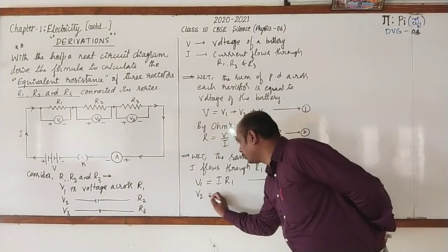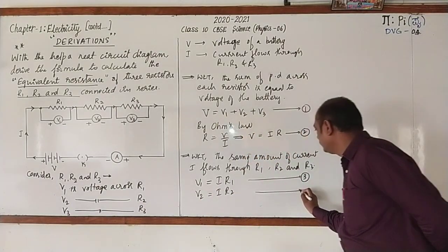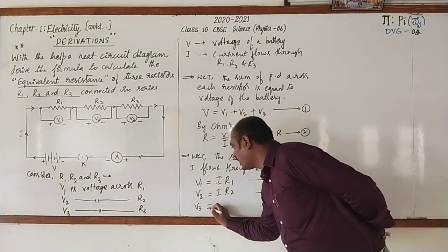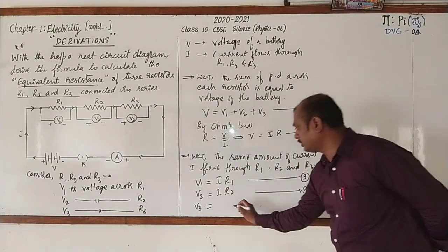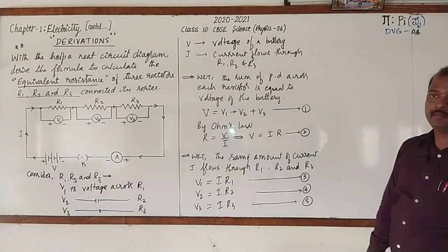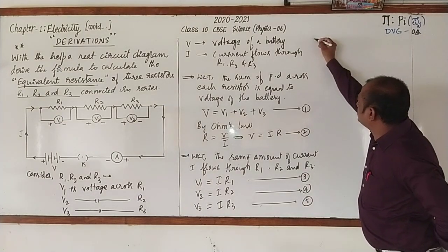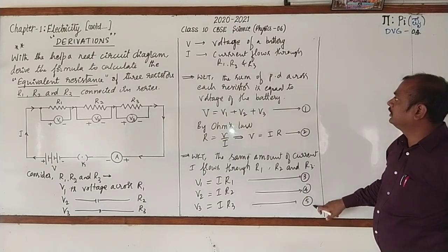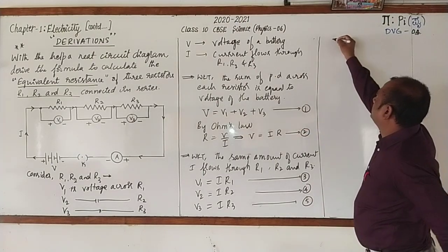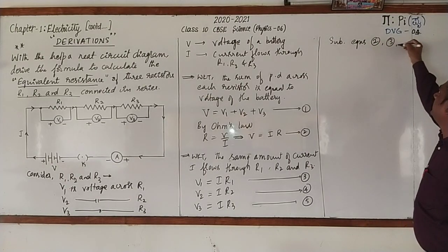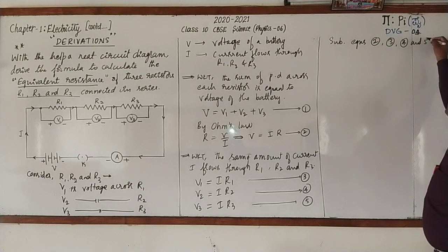Then V2 equal to I into R2. You may call this equation 4. Then voltage across R3 is V3 equal to I into R3. You may call this equation 5. Now you go for substituting equations 2, 3, 4 and 5 in 1. Alright. Substitute equations 2, 3, 4 and 5 in 1.